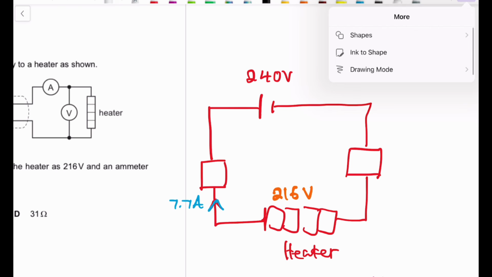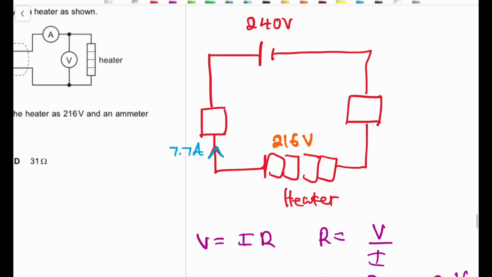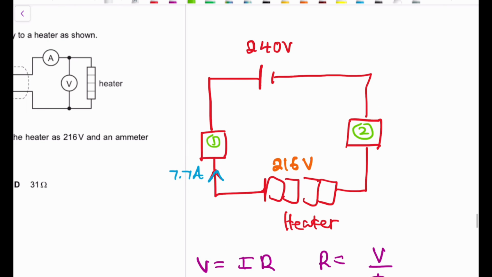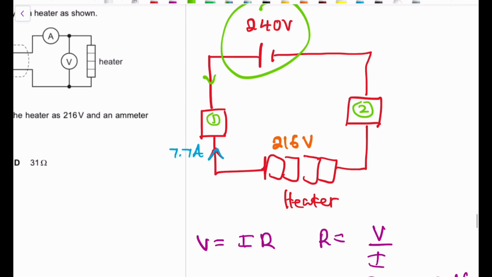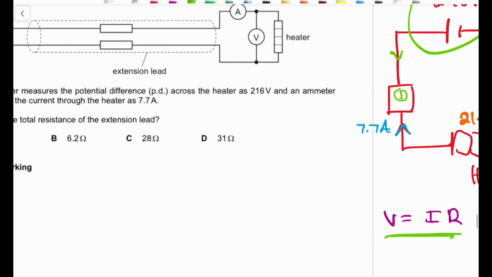So when you have something that looks like this, this particular region represents your power source, and this is my heater, and these two are my extension lead. The first extension lead is here, then the second extension lead is over here. So current will start moving here, pass through that extension lead, get to the heater, then move through the other extension lead. But we know the equation V equals IR.